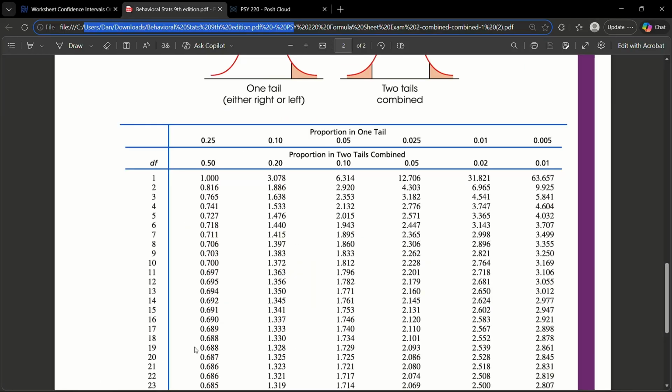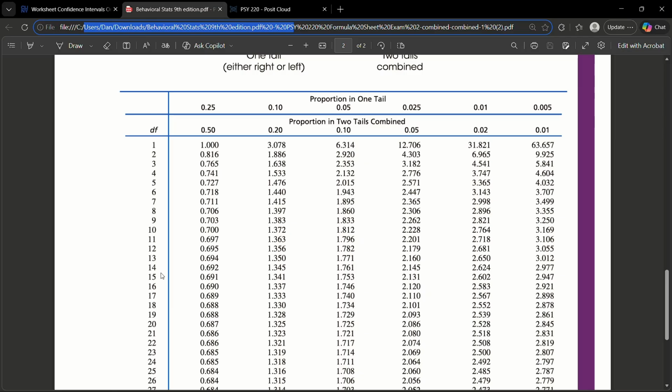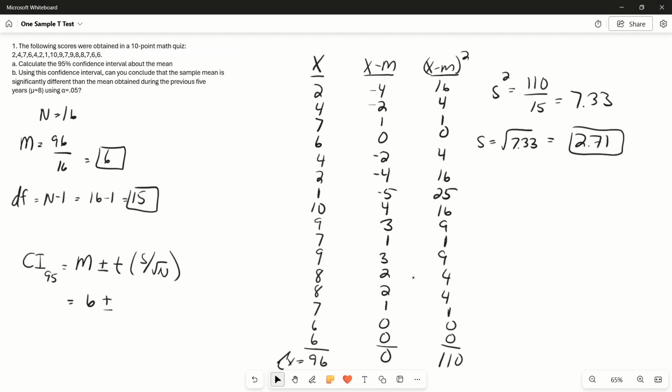So find 15 degrees of freedom in the table. Find 0.05 two-tailed. The bottom row is two-tailed, 0.05. 15 degrees of freedom gives us 2.131. Always give the positive value. Always positive, 2.131. 2.131 is our t crit, the t value we're using.